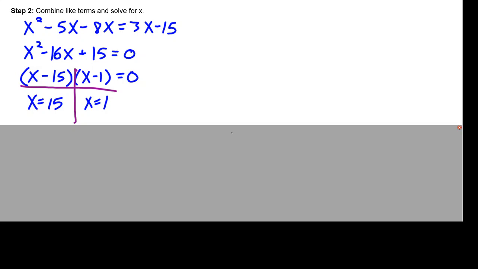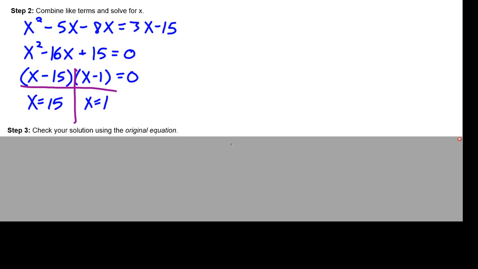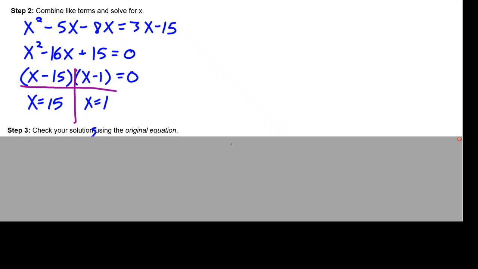However, it's not enough just to solve. We have to do our third step, which is to check our solution. We have to check both of our solutions, make sure that they work in the original equation, and to make sure that they're not extraneous solutions. Again, extraneous solutions are solutions that you can arrive at algebraically, but may not be a graphical solution for your equation.